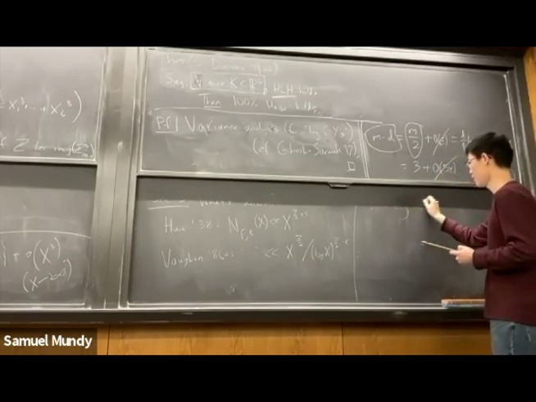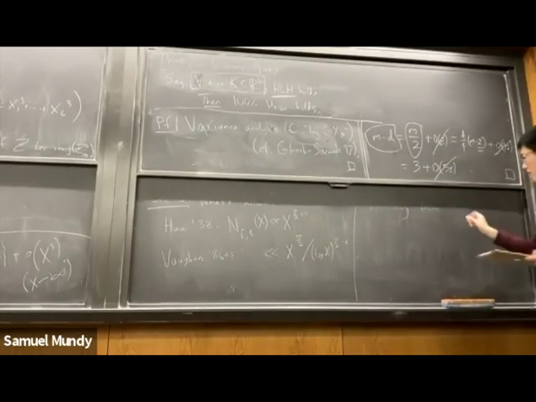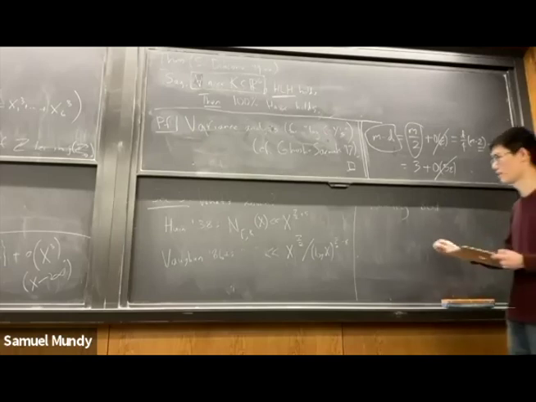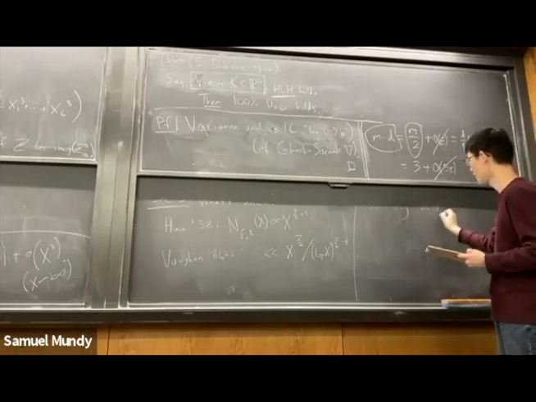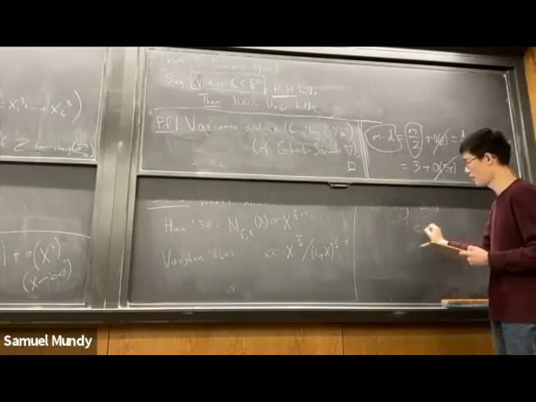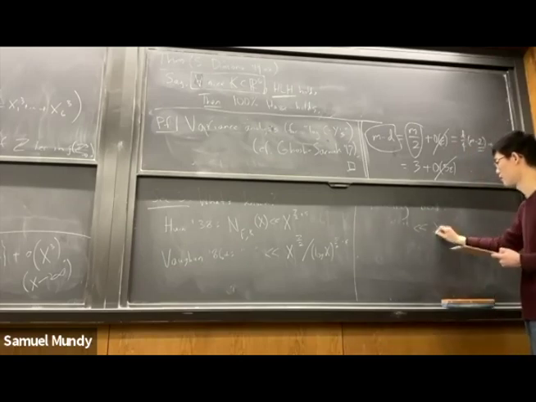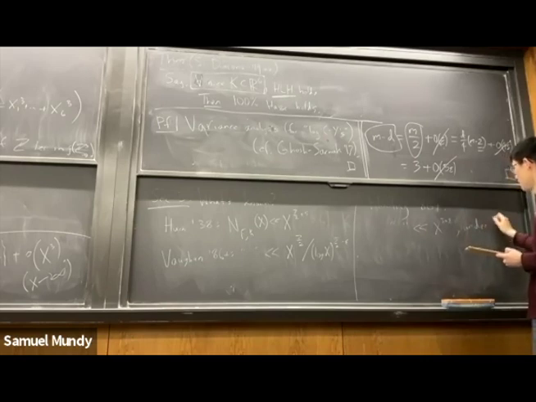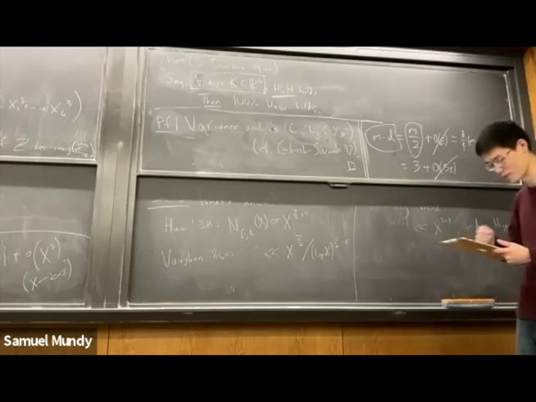Okay, so Hooley, I sort of mentioned this earlier, but he got a near optimal estimate under this hypothesis HW that I mentioned earlier. So basically modularity plus GRH for certain Hasse-Weil functions. I guess I still haven't introduced that, but I promise I will soon.